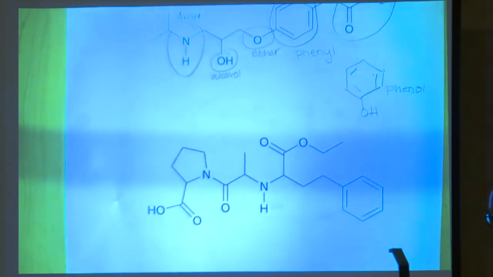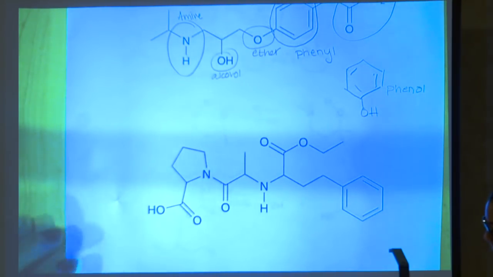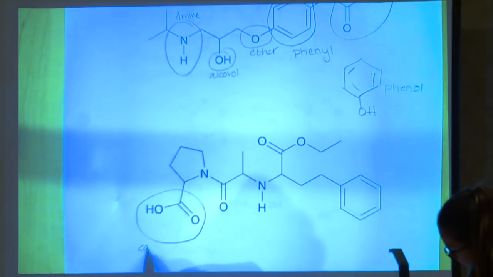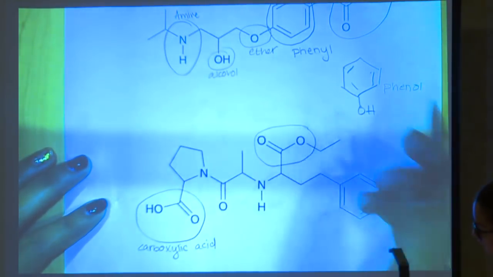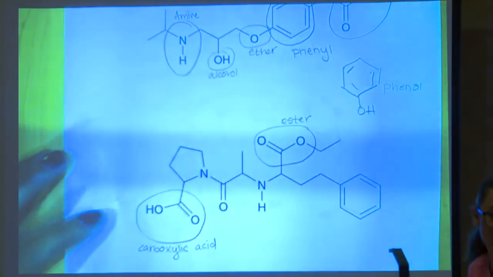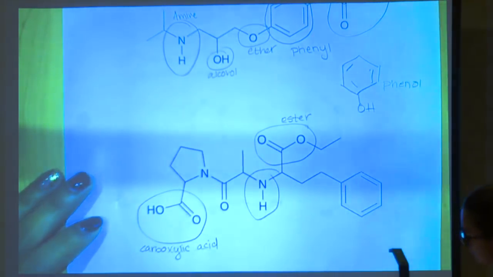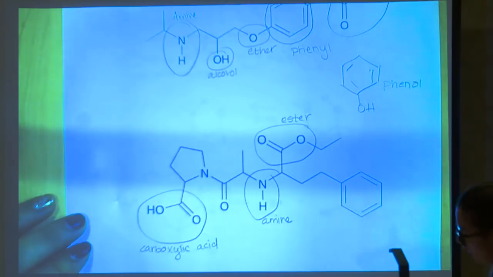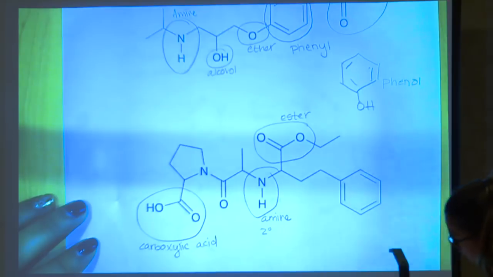All right. And then what do we have here? Do y'all see that? Carboxylic acid. Okay. Everyone good with that? What kind of amine is this? Why is it secondary? Okay, or it's bonded to two R groups, right? So secondary.